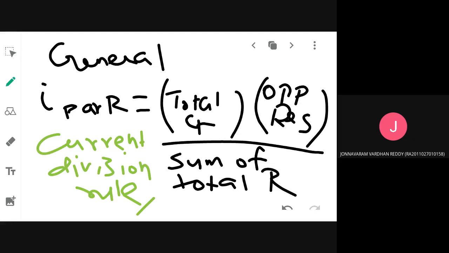What is the formula again? One final time you tell me. I1 equals IT R2 by R1 plus R2. The general formula you have to tell: total current into the opposite resistance divided by the sum of the total resistance. Okay, so I think all of you understood what is current division rule.